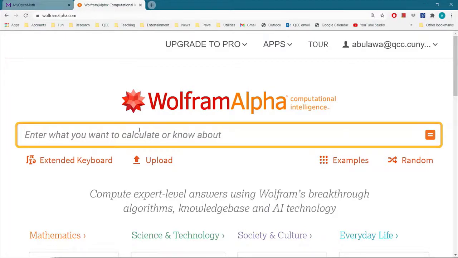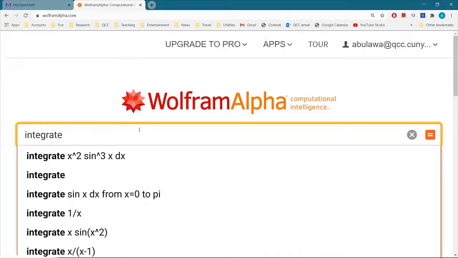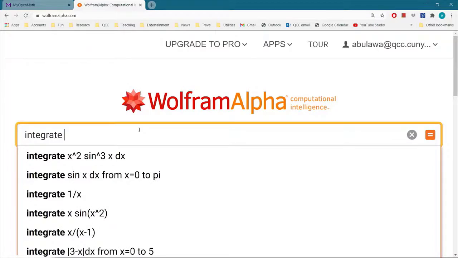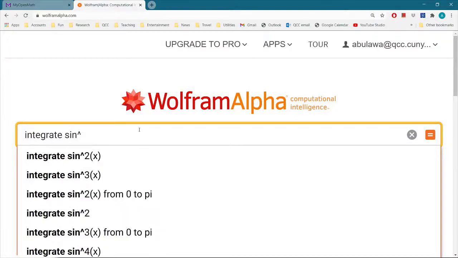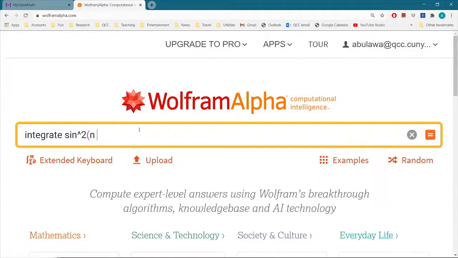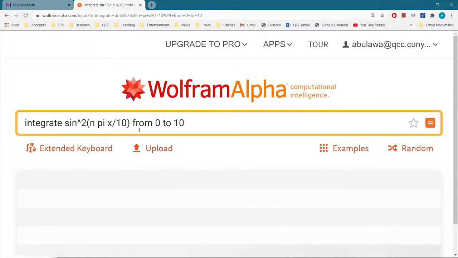So I can just type integrate. Now what we want to do is integrate sine squared of n pi x over L, from 0 to 10. Okay, so let's go ahead and see what this gives us.